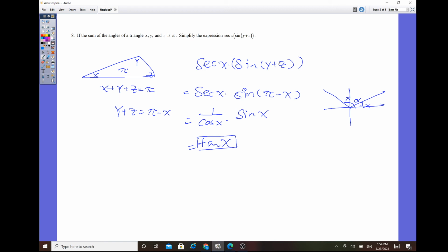Again, what I did here was use the triangle sum theorem for the substitution for that y plus z, and then just analyze it. Sine of pi minus x is the same as sine of x. So sine of x over cosine of x is tangent of x. So that's number 8. And let's see what else.